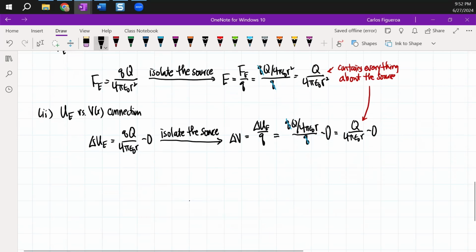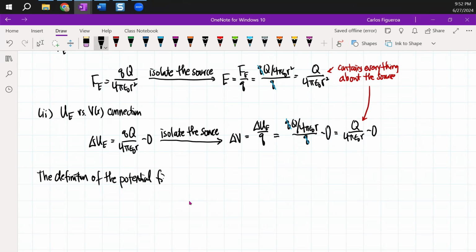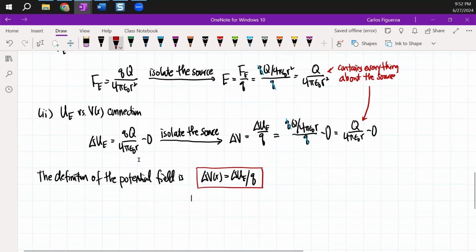So by writing it this way, the definition of the potential field is that this guy is the change in the electrical potential energy divided by q. Now, in general, this is not a useful relationship. This is really just to show the connection. So let's do a couple of remarks.